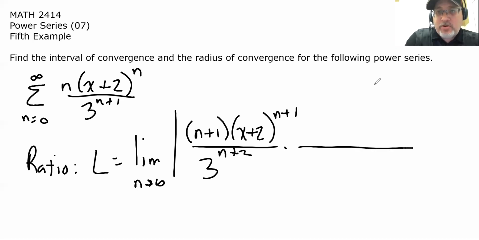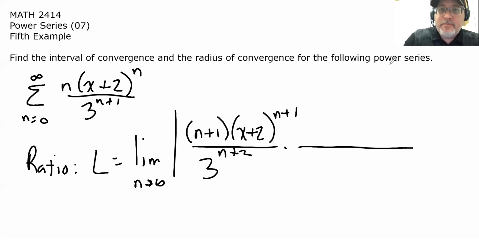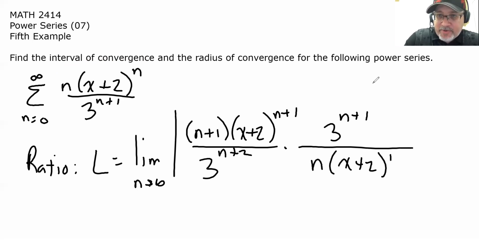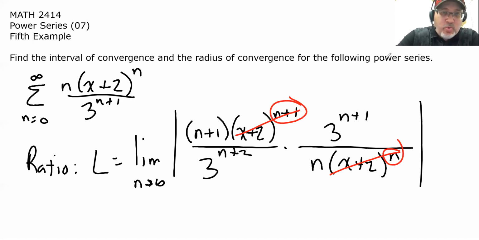times the reciprocal of the current term. So we just write that upside down. 3^(n+1) on top, n times (x + 2)^n on the bottom. And we start our cancellations. Starting with the (x + 2)'s, all but one of those cancel, since n plus 1 minus n is 1. So we're left with an x plus 2 on the top.